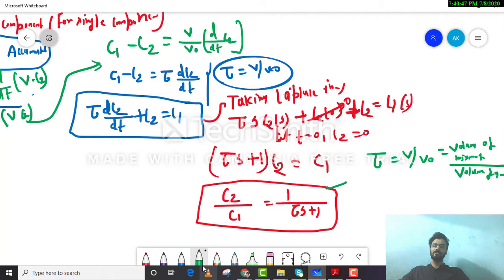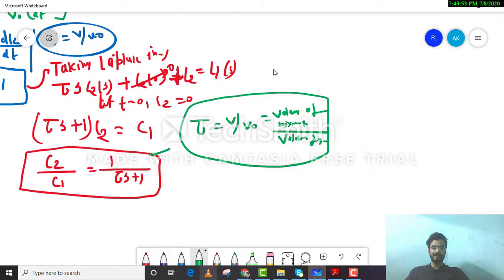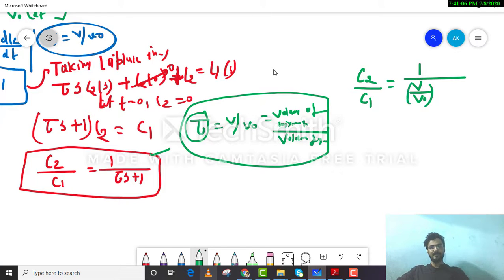If you study chemical reaction engineering, then definitely there you will become aware of this particular term. This is called tau. So from here you can write the outlet concentration of the mixing tank upon the inlet concentration equals 1 upon tau s plus 1. So this is our desired transfer function, my dear student.